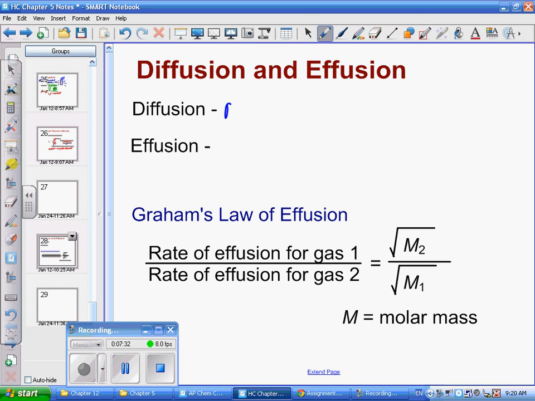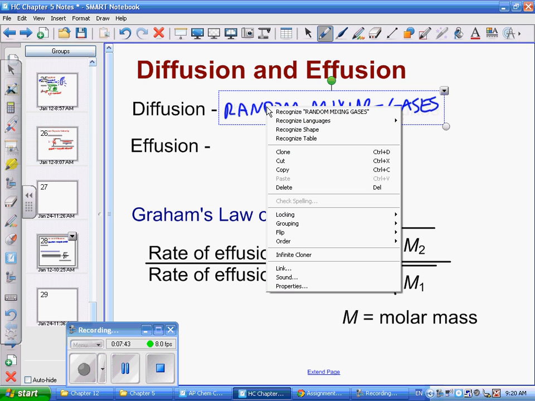Diffusion is the random mixing of gases. Random mixing of gases.